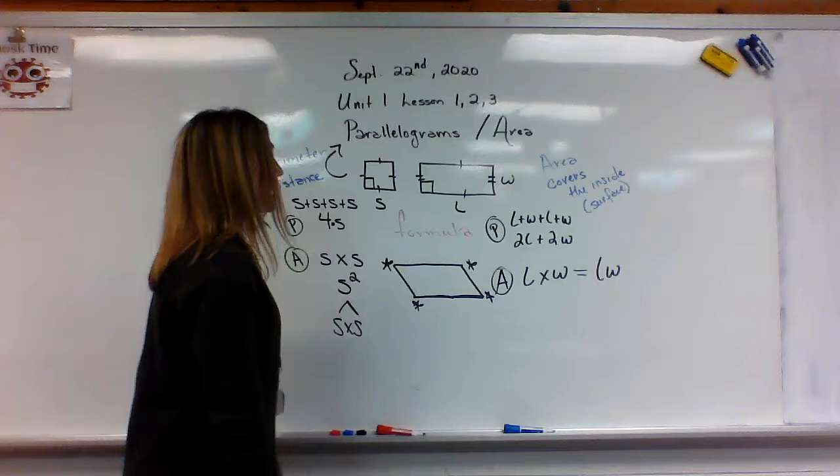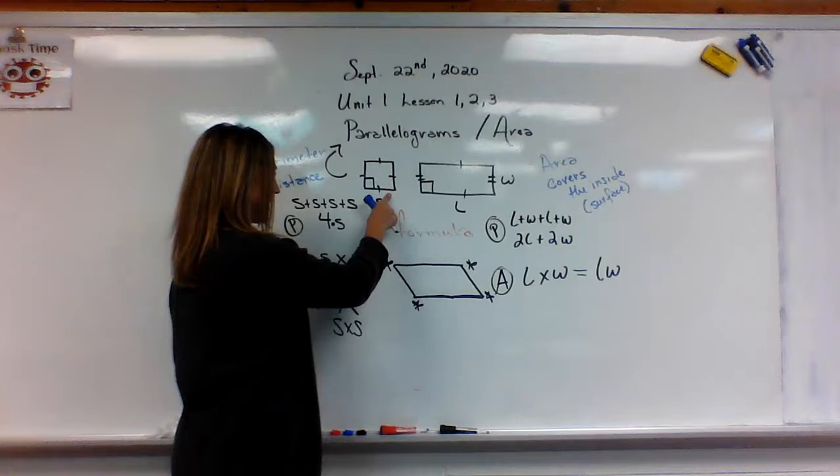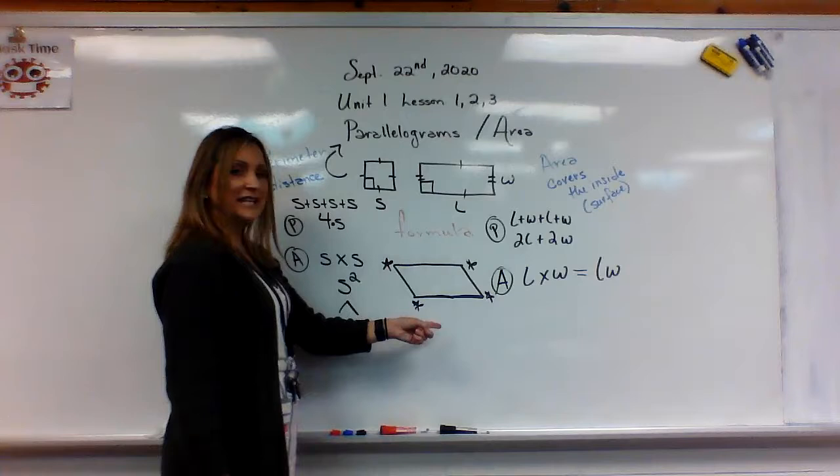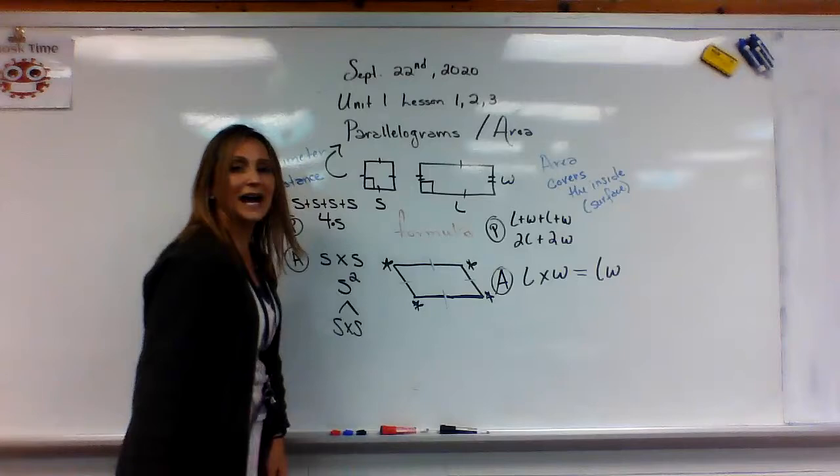The first thing you're going to tell me is that in this parallelogram, you see four sides. That has four sides. That has four sides. That's called a square. That's called a rectangle. This has four sides. That has four sides, but it's called a parallelogram. Why is that called a parallelogram?